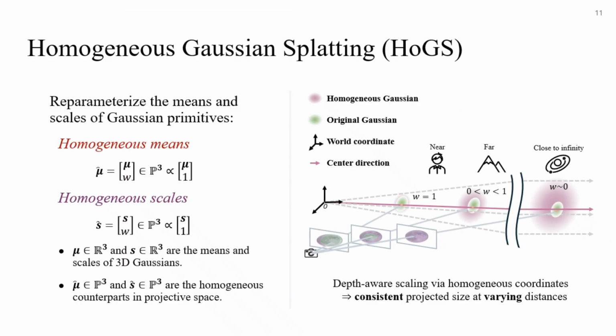Inspired by the advantages of homogeneous coordinates in handling perspective projection, we propose our solution, Homogeneous Gaussian Splatting. We want to leverage homogeneous coordinates' ability to seamlessly represent points, regardless of their distance, so that we can improve the reconstruction quality for distant regions, while preserving the high quality for the near ones.